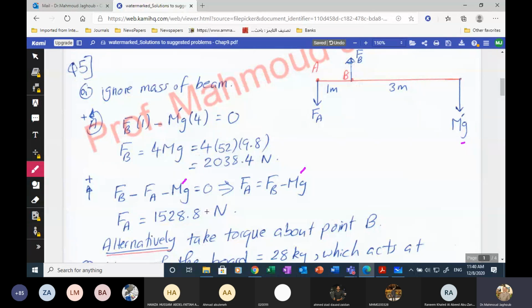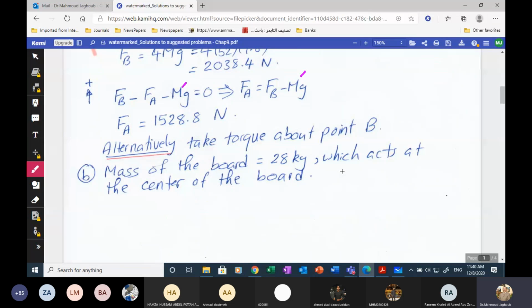Otherwise, if you don't want to do this, just take torque about what? If I want to find Fb, take torque about point A, you find Fb. Take torque about point B, you find what? You find Fa. Whichever one you want, you can do. It's up to you. And I have given you the other way, alternative.